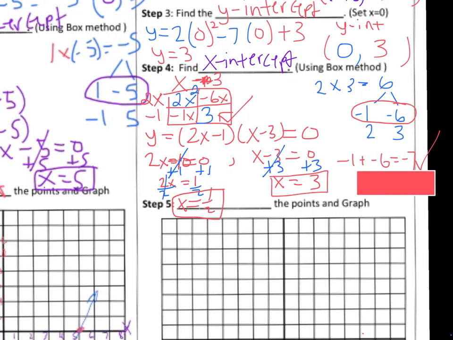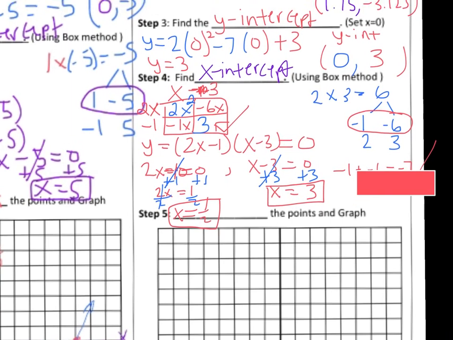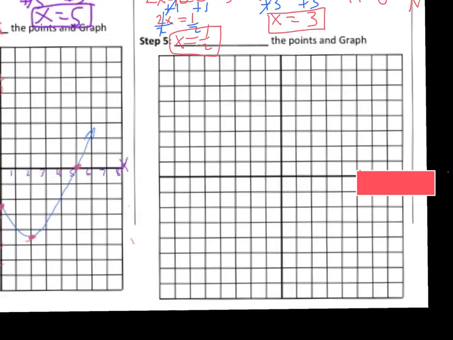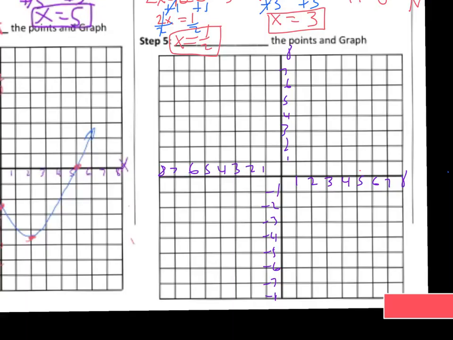Alright, so let's go ahead and graph this. I'm going to label the coordinates first. So the x values, I'm going to have them go up by 1s, and the y values, I'm also going to have them go up by 1s as well. Alright, so our vertex from step number 1, we said it was 1.75. So I'm going to start here, go over to 1.75, and then go down to negative 3.12, which is right around here.